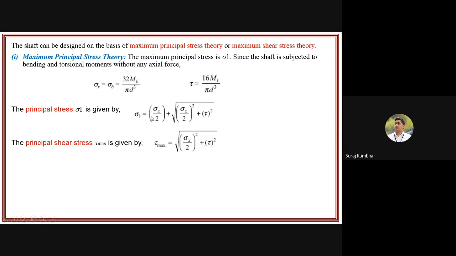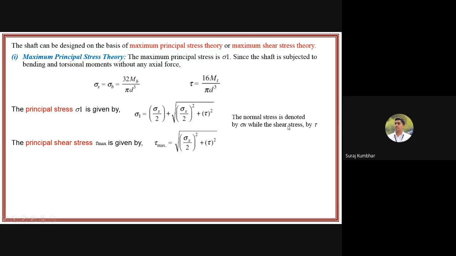So the difference is only this one. In case of a principal stress, there is sigma x by 2 plus this term, and in case of a principal shear stress, tau max, only this term. So these two formulas you need to remember. Now you can put that sigma x over here and modify the equation. Now we will see how it is going to modify.